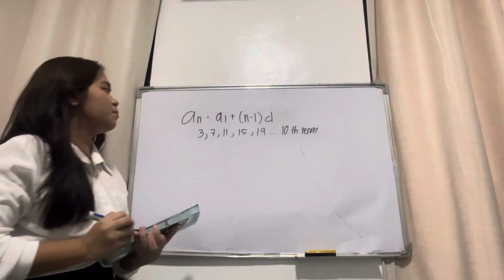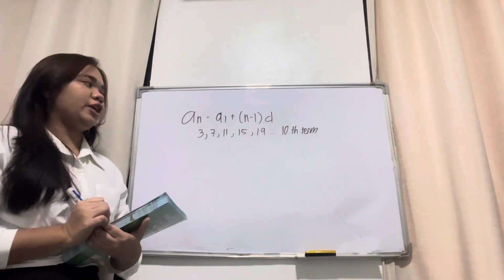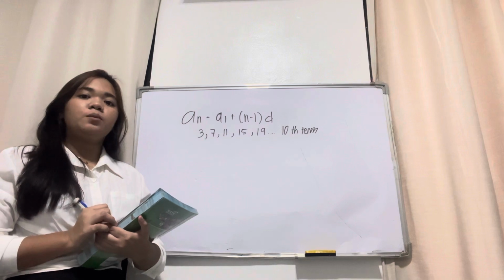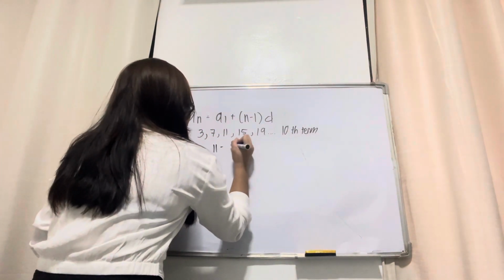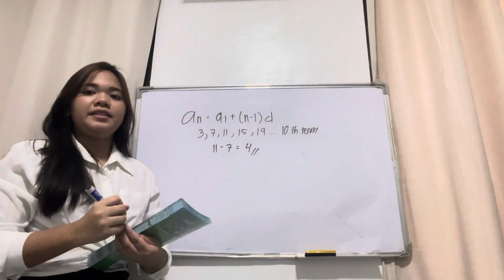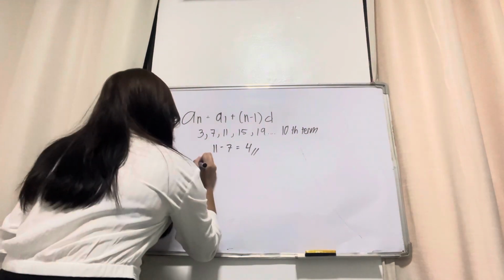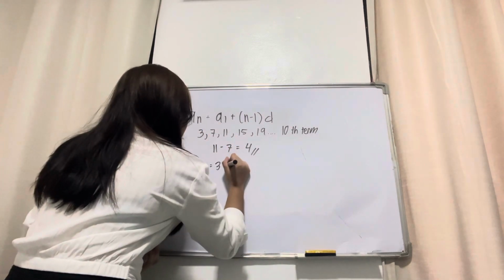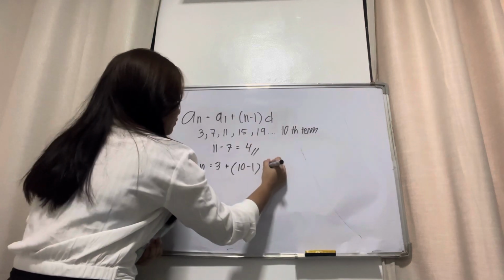I have the example 3, 7, 11, 15, and 19, and then find the 10th term. To find the 10th term, first we need to find the common difference. Our common difference is 11 minus 7 equals 4. Then substitute to our formula. Our a sub n is a sub 10, our a sub 1 is 3, plus n, our n is 10, minus 1, and our common difference is 4.